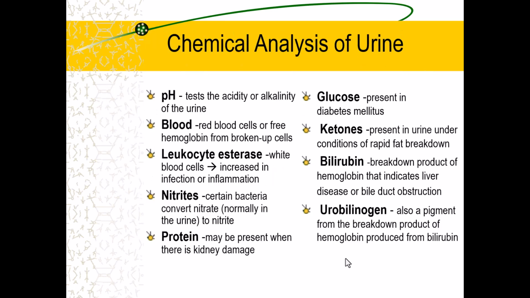So the different things that the pads do, we look at pH, blood, leukocyte esterase, nitrites, proteins, glucose, ketones, bilirubin, and urobilinogen. Each of these are going to tell us something different. We are going to go over each of these in extreme detail. You're going to learn everything you wanted to know, plus for these going forward. So you don't have to memorize them now, but just know that each test pad tests for something different.